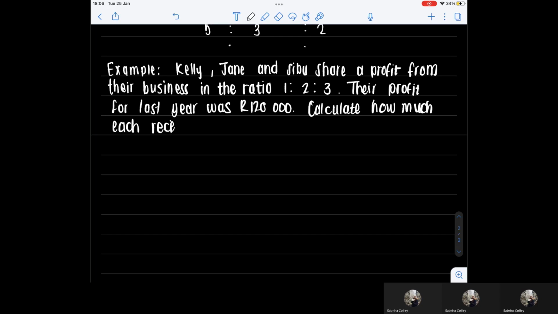Okay, so this is a bit different because we are sharing something between the ratios. So in the beginning, we had to give the ratio and we had to give it in its simplest form. This time around, they are asking us to share a certain amount between the ratios. Okay, so if we look at this ratio, so 1 is to 2 is to 3. So one portion of the profit goes to Kelly. Okay, Kelly.